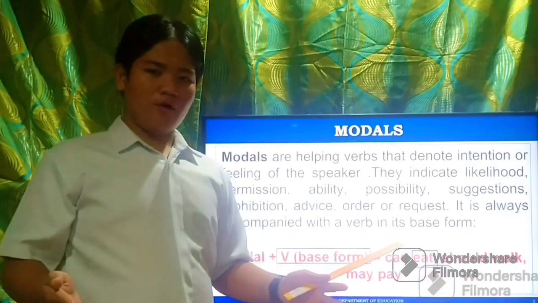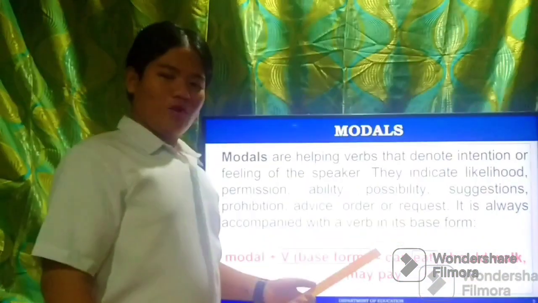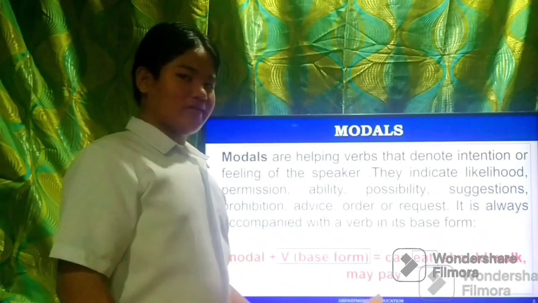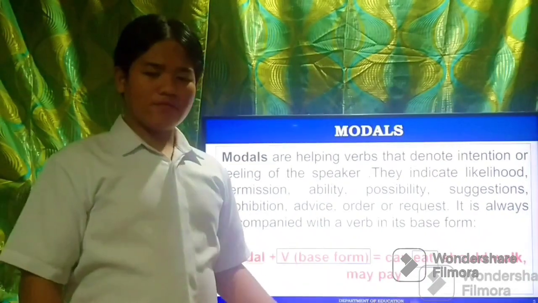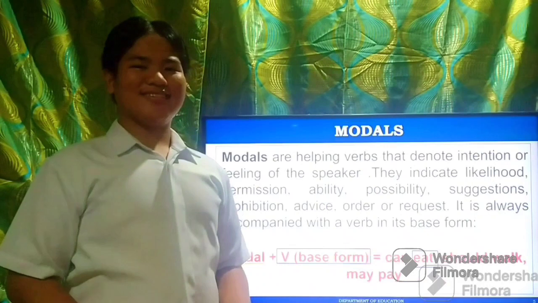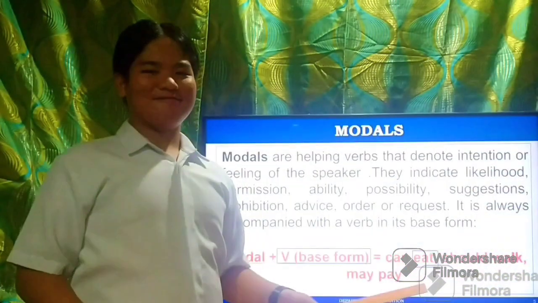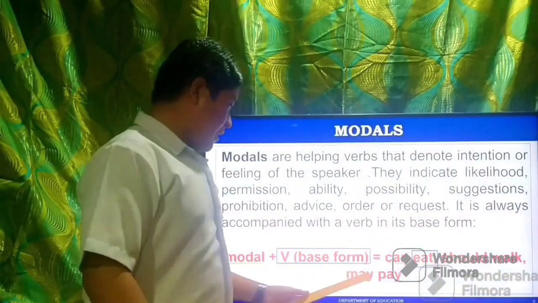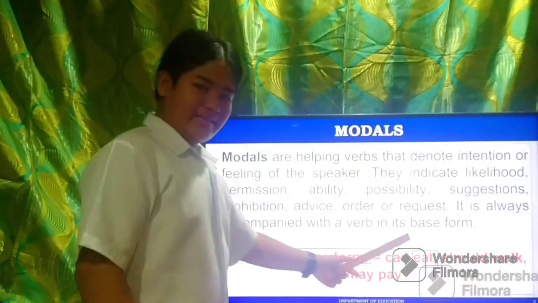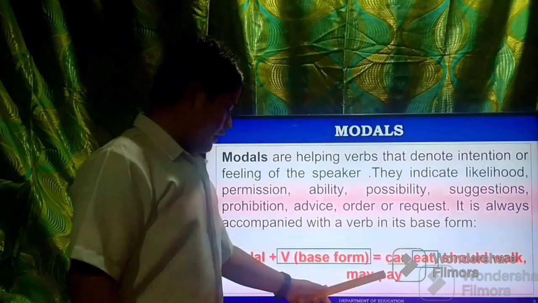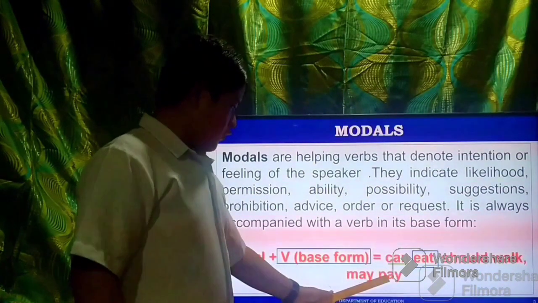What is the base form of the verb? The base form of the verb is its root. It is the version of the word without any endings, meaning without s, without ing, or without ed. Take a look at this example. Can plus eat. So can is the modal and eat is the base form of the verb.